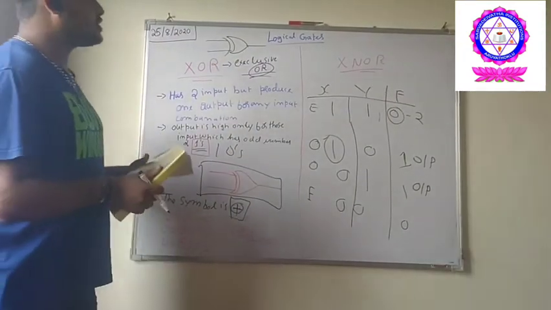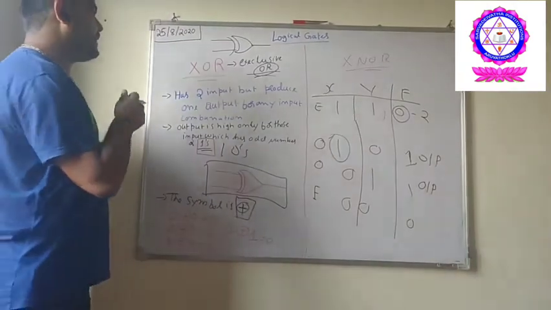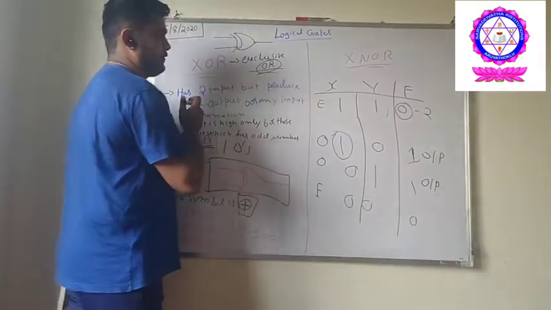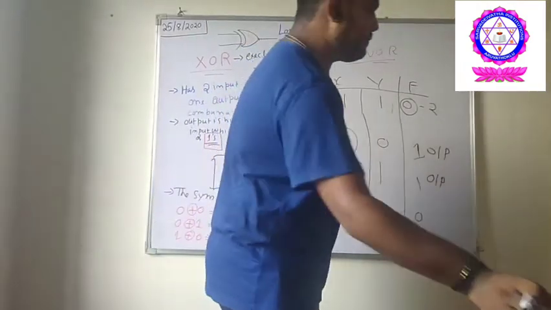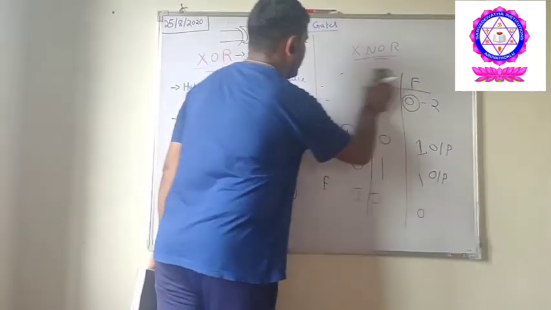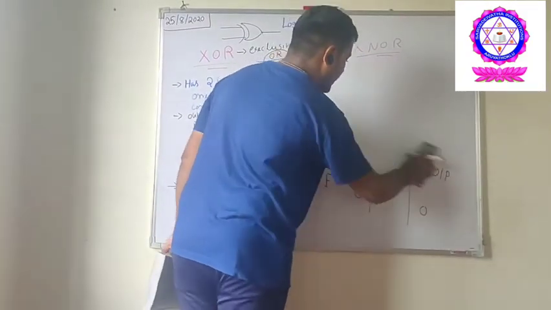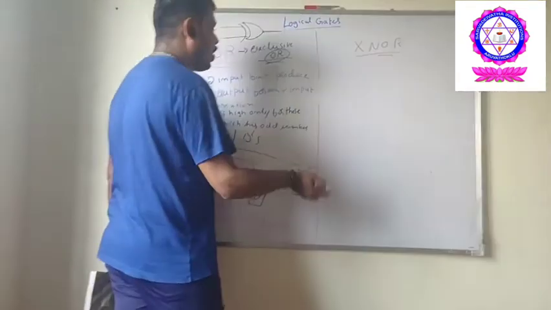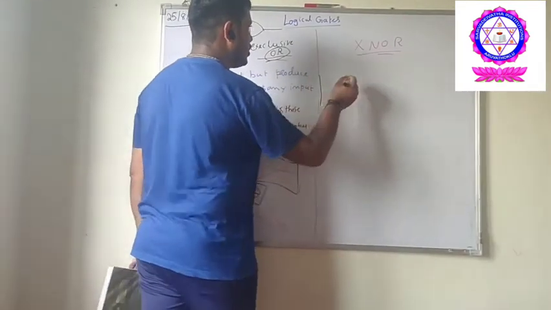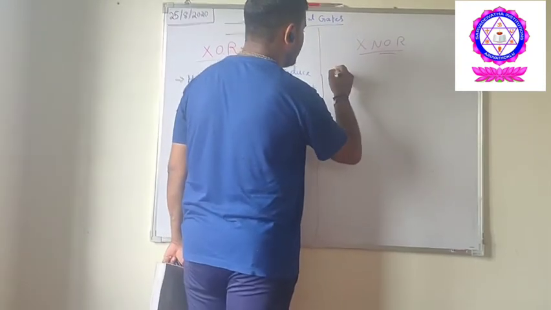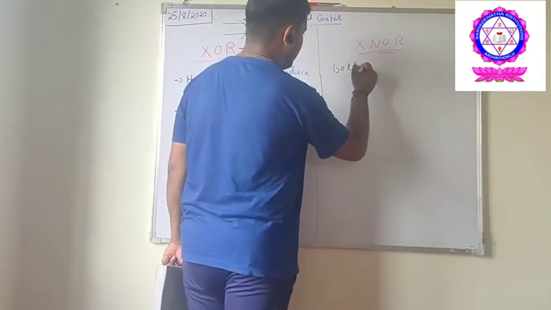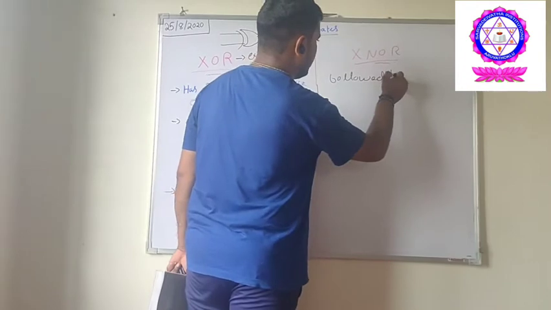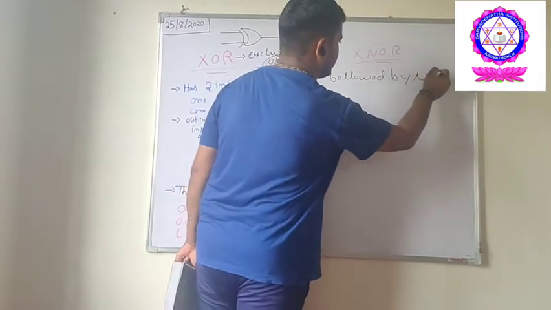Now let us talk about the XNOR gate. This is simply the opposite of the XOR gate. What does the XOR gate do? The XOR gate produces a high output only when the input has an odd number of ones. In the same way, the XNOR gate means it is followed by a NOT gate.